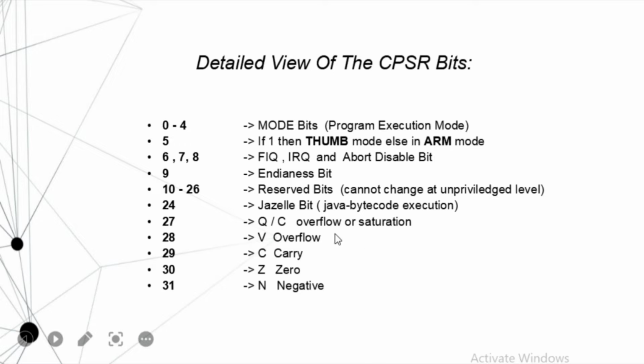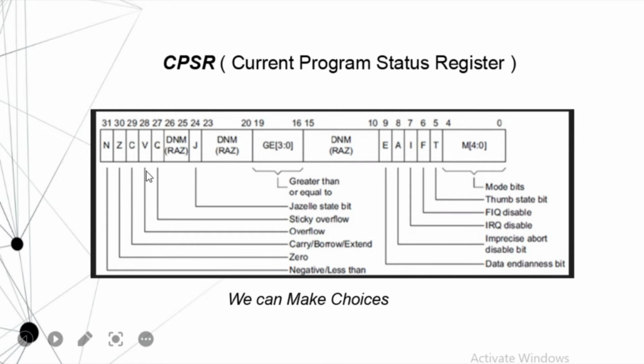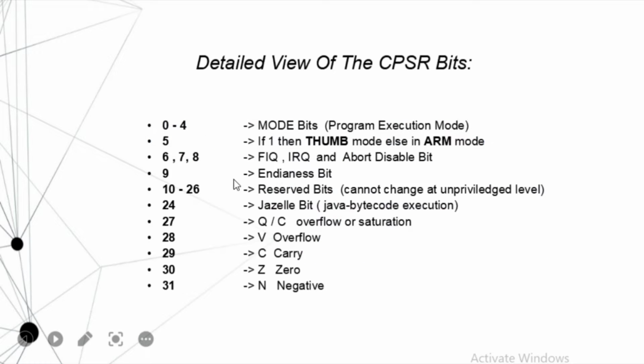So it is a saturation overflow. I will explain this in depth in later videos. Talking about the 28, 29, 30 and 31 bits, or the last 4 bits, these are the NZCV bits. N stands for negative and Z for zero, C for carry and V for overflow. So these are all the bits which are present in the CPSR register.